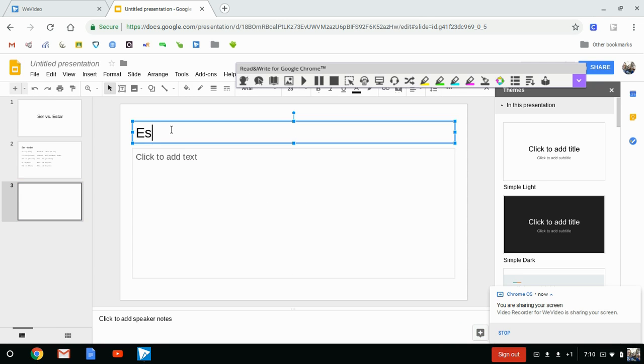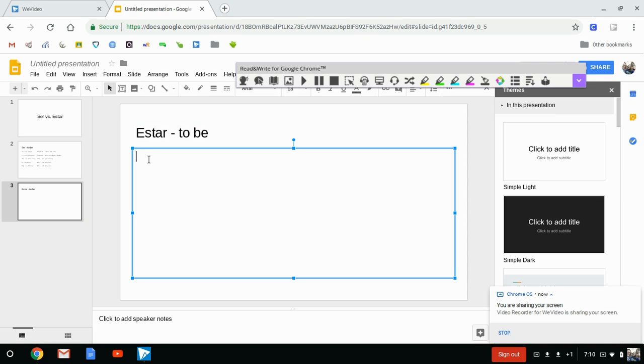Estar, same thing. It also means to be. So that is weird. And same deal. Yo goes with estoy. And that means I am. Tú, get an accent on that u, really important. And that goes with estás, which means you are. Now there needs to be an accent on this a right here. In fact, let me just see if I can figure out how to get that in there.